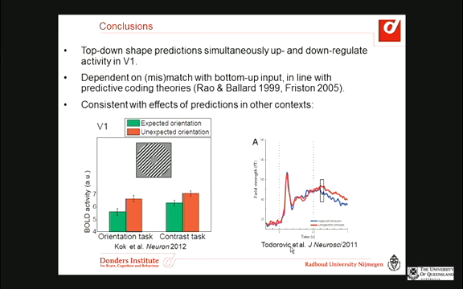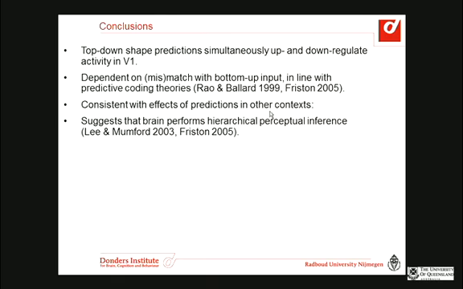And then in this study by Anna Todorovic in our lab, she reported that for auditory tones that are unexpectedly omitted, there's more activity than when no tone was expected. So an unexpected omission also leads to an increase in activity. So these two effects in very different paradigms seem to also reflect this dependency on mismatch or match with bottom-up input. So this suggests, all these things together, that the brain performs some kind of hierarchical perceptual inference.